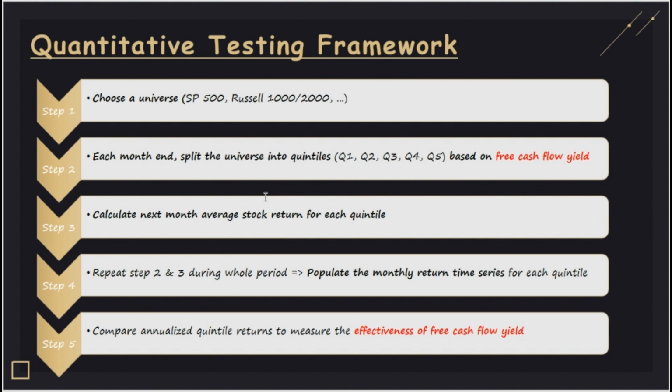Then in step 4, we simply repeat steps 2 and 3 each month during the whole study period, which is from 2000 to the end of 2023 here. Now we should have the monthly returns for all these quintiles. And in the last step, we calculate the annualized return and risk figures of these quintiles and see if the numbers support the idea that higher free cash flow yield quintiles can deliver better returns or not.